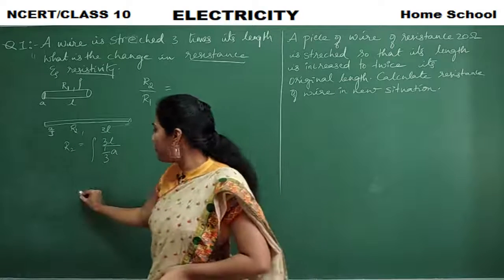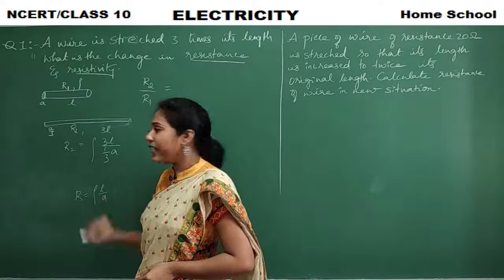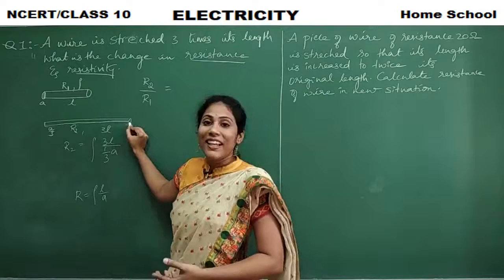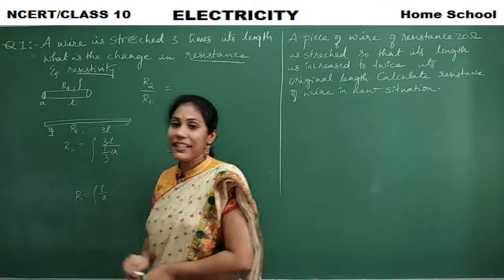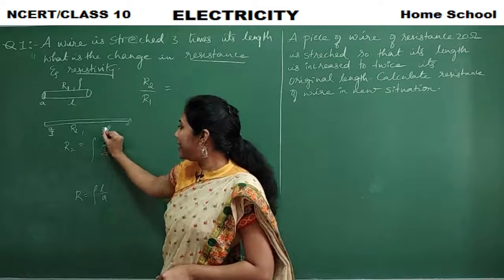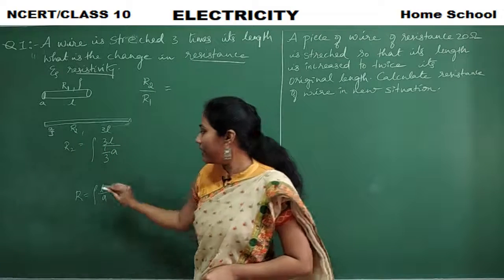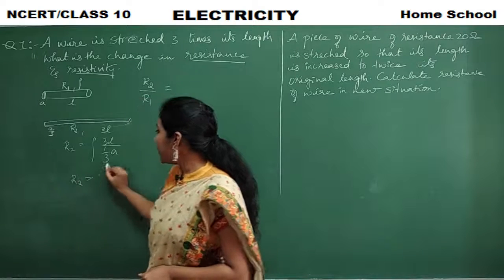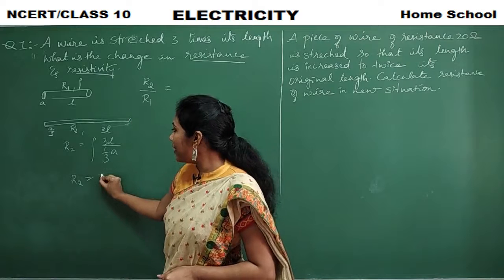We all know the formula for resistance, right? R is equal to rho L by A. R2 is the new resistance of the new wire after stretching it, after its length has increased by 3 times and area decreased by 1 by 3 times. So R2 is equal to length 3L divided by area. Area is what? A by 3, right? So what is our R2? R2 is equal to, this 3 goes to the numerator. What happens? 3 threes are 9.